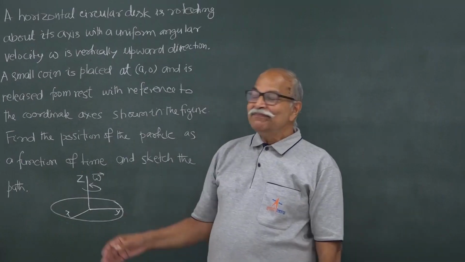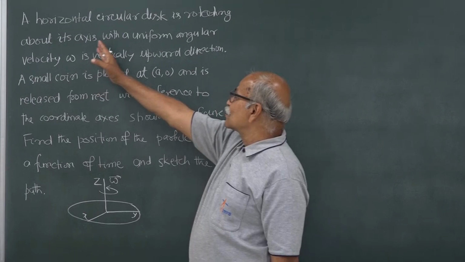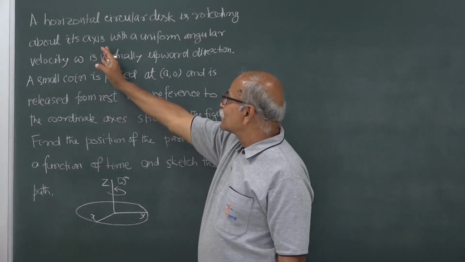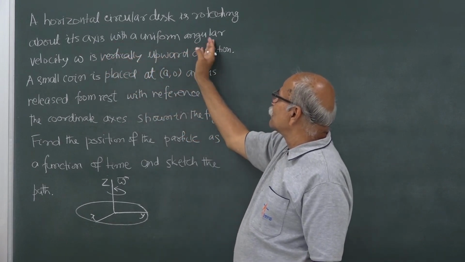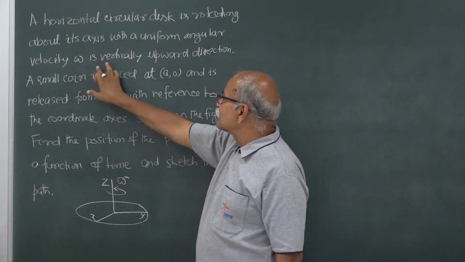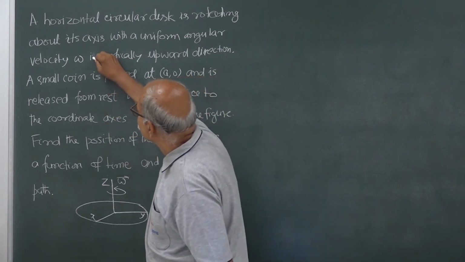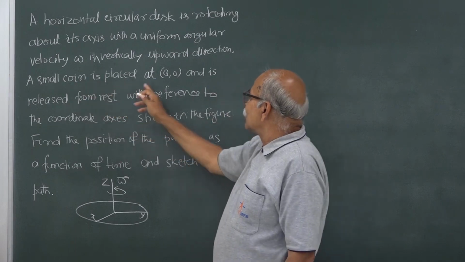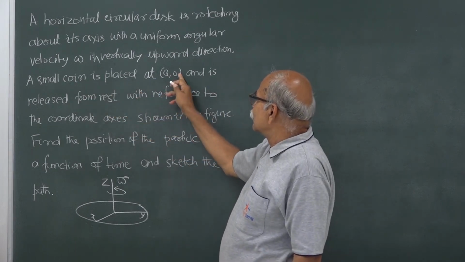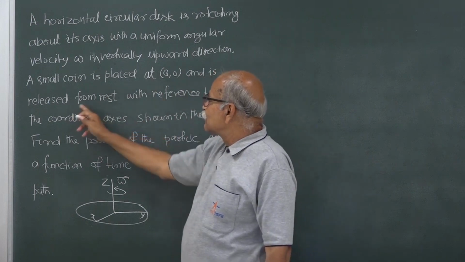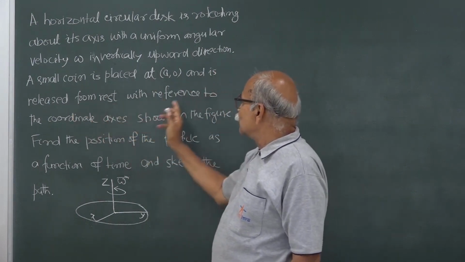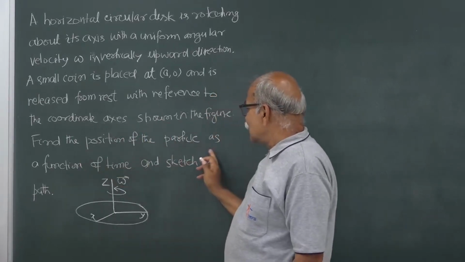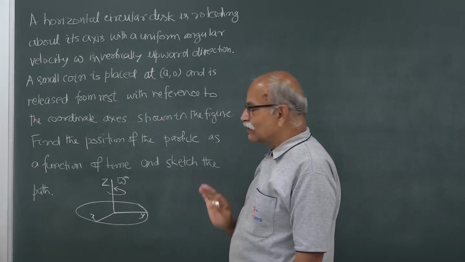Here is another problem. It says a horizontal circular disc is rotating about its axis with a uniform angular velocity omega in vertical direction, vertically upward direction. A small coin is placed at (a, 0), these are xy coordinates, and is released from rest with reference to the coordinate axis shown in the figure. Find the position of the particle as a function of time and sketch the path.